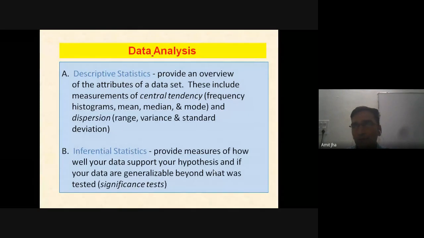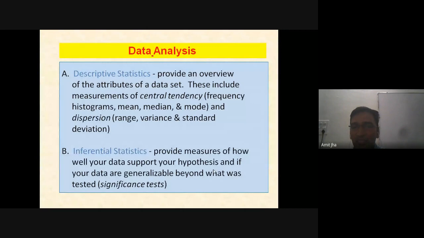Now, once we have the data and go for analysis of data, we must have two things. First is descriptive statistics and second is inferential statistics. Descriptive statistics just provides an attribute of a data set. For example, the measures of central tendency and dispersion. So frequency, histogram, mean, median, mode are measures of central tendency, whereas range, variance, standard deviation are called dispersion. We will discuss a little bit about them in the coming slides.